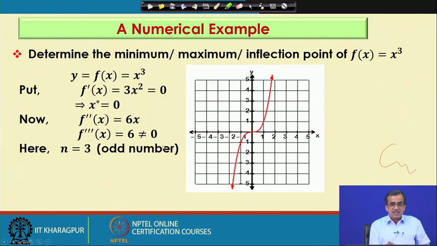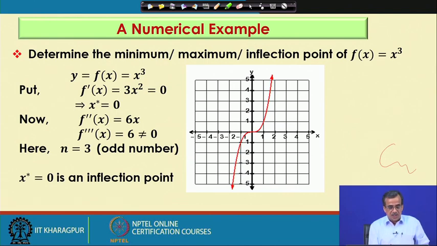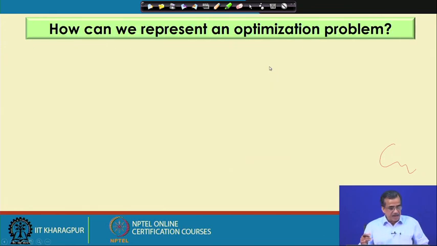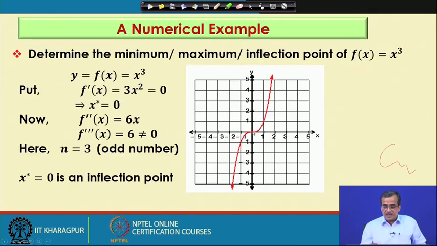Now, as n is an odd number, this indicates that x star equals 0 is an inflection point. Now, if you see the function plot, y as a function of x, this shows the function plot, and here you will find that at x equals 0, this is neither a maximum nor a minimum, and this is nothing but a saddle point or an inflection point.